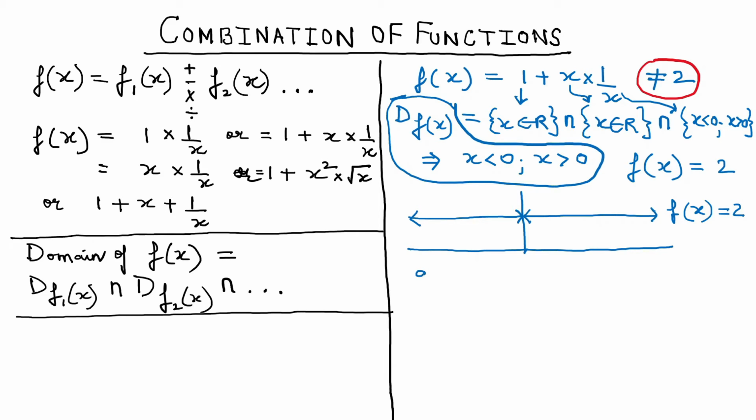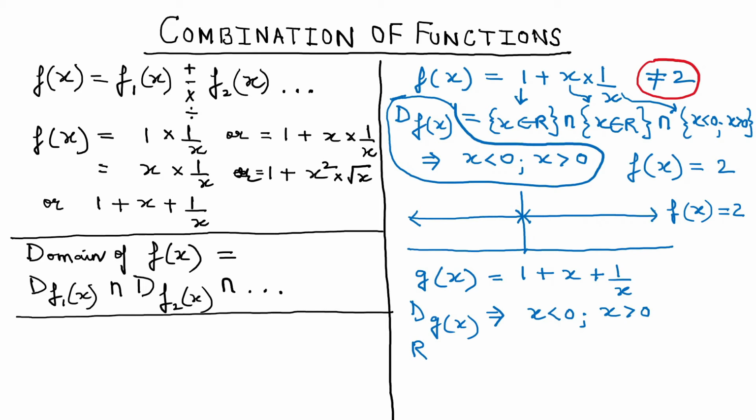Okay, let me take another example here, which is g(x), and the example that I am taking here is 1 plus x plus 1 by x. So as discussed earlier, can we find out the domain of g(x)? Yes, the domain of g(x) will be the domain of 1, the domain of x, and the domain of 1 by x intersected with each other, which will give you that x is less than 0 and at the same time x is greater than 0.